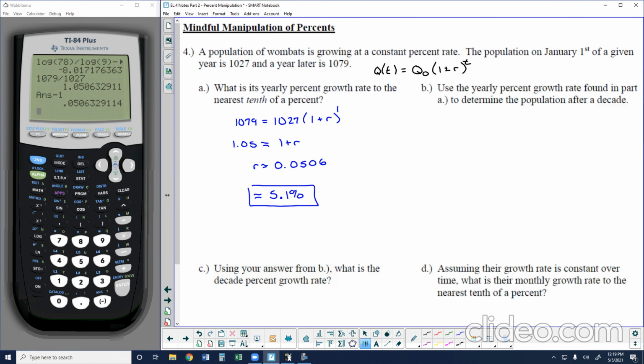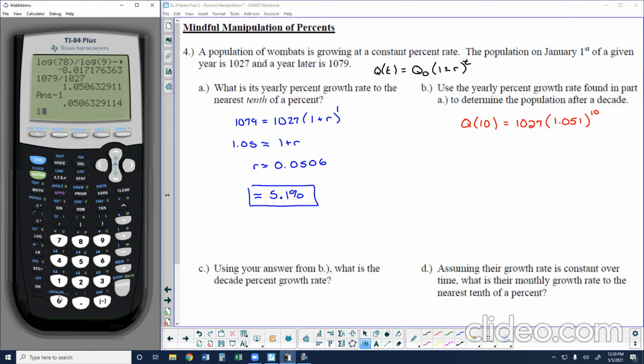So we can find here that the population of the wombats grows 5.1% per year. Now in B it says use the yearly percent growth rate found in part A to determine the population after a decade. So a decade, remember, is 10 years. So we want to know the quantity after 10 years. So this would be the initial quantity, 1027, times, and we'll use our approximate rate here, 5.1%. So times 1 plus 0.051, which is 1.051 to the 10th power.